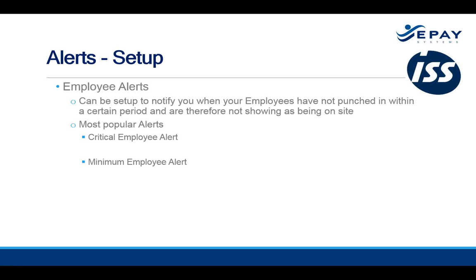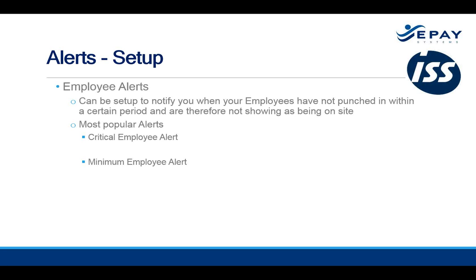Now, other alerts that we have in here can be set up to notify you when your employees have not punched in within a certain period and therefore are not showing as being on site. Now, these are the two most popular alerts that we currently use. Now, the question I always get is, these are alerts, cool, why was I not told about these? Actually, we had several webinars in the past about employee alerts, and we have quite a few users out there using the alerts now. So maybe a fellow coworker or something may be getting alerts, you're wondering where they got them. Well, this is how they're getting them in the system.